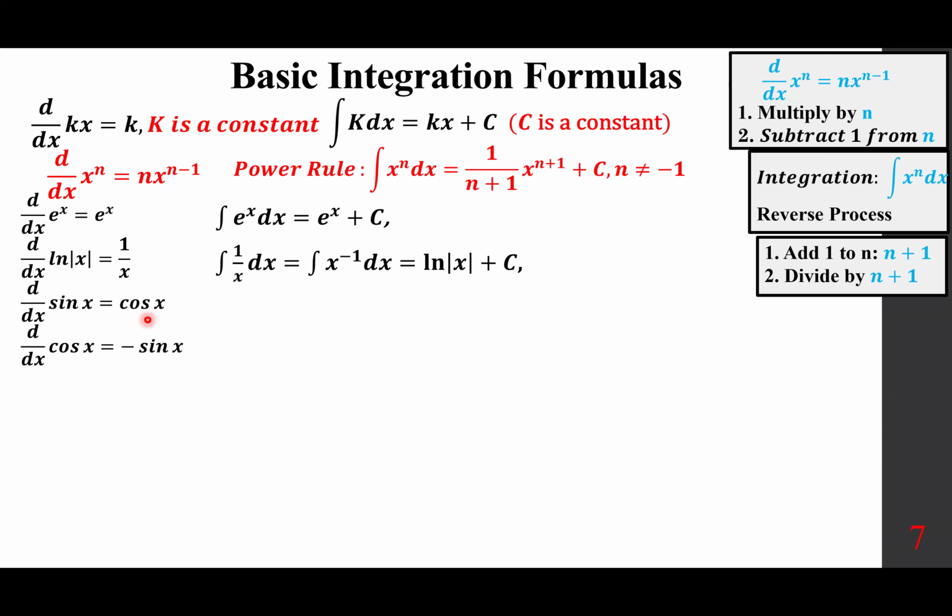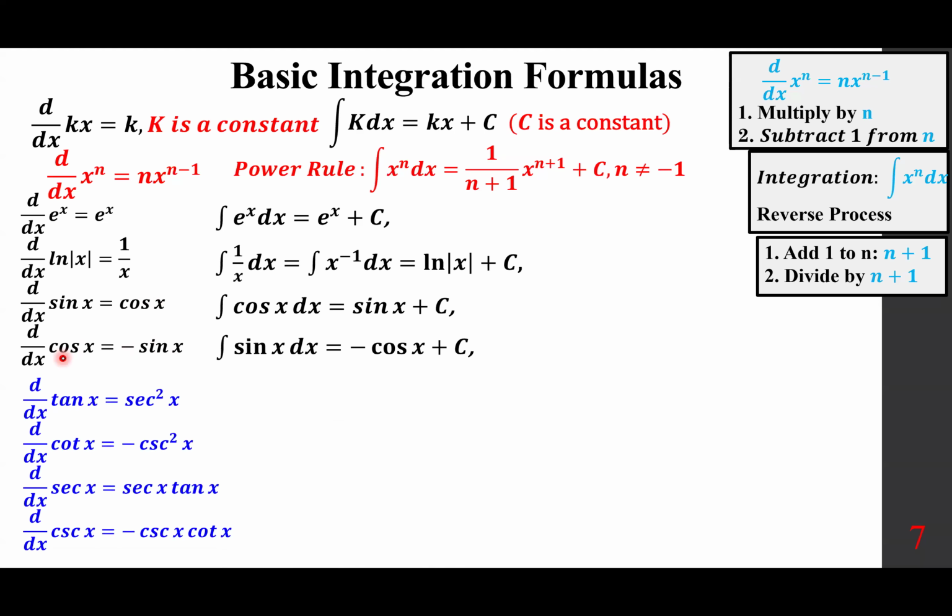If the derivative of sine is cosine, then the integral of cosine x dx must be sine x plus a constant. If the derivative of cosine x is minus sine x, the integral of minus sine x dx must be positive cosine. But we don't want to put minus. The integral of positive sine x dx must be minus cosine x and a constant.